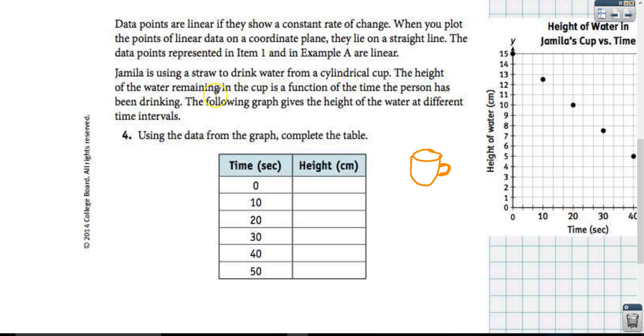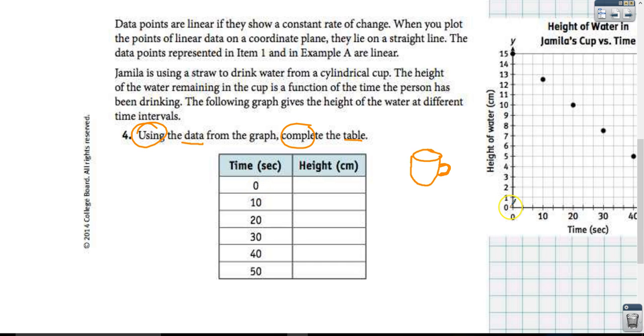The height of the water remaining in the cup is a function of the time the person has been drinking. The following graph gives the height of the water at different time intervals. All right, so it wants us to use the data from the graph to complete the table. So all we're doing here is we're looking up the points. They gave us the x value. We just have to find the y value. All right, so let's look at that.